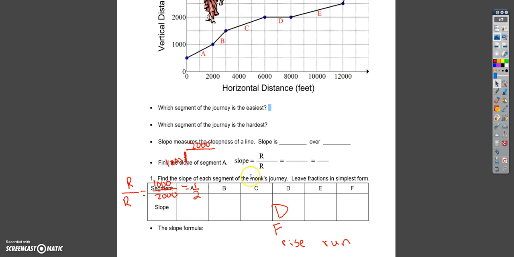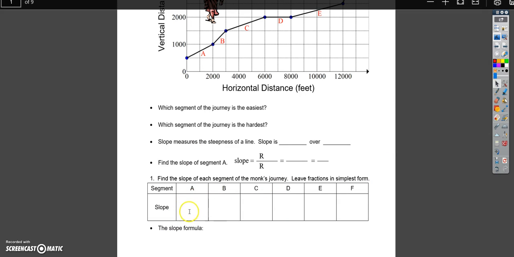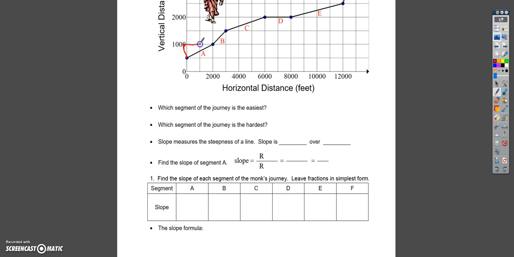Let's find the slope of each segment of the monk's journey. Leave in simplest form. So, for A, we said it was 1/2, because rise 1,000, run 2,000. So 1,000 over 2,000, which is 1/2. For B, we rose 500 and ran 1,000 because we just went up halfway. So that would be 500.